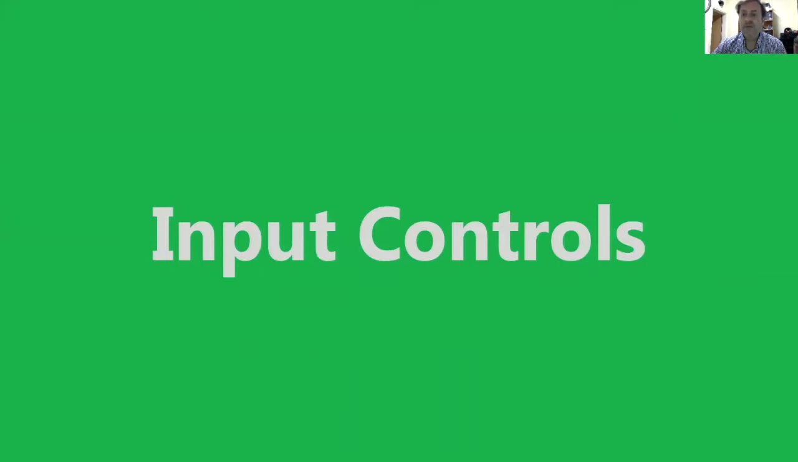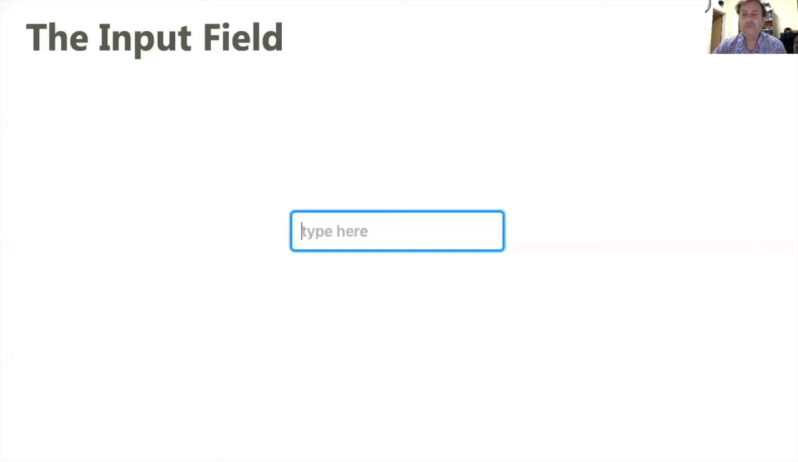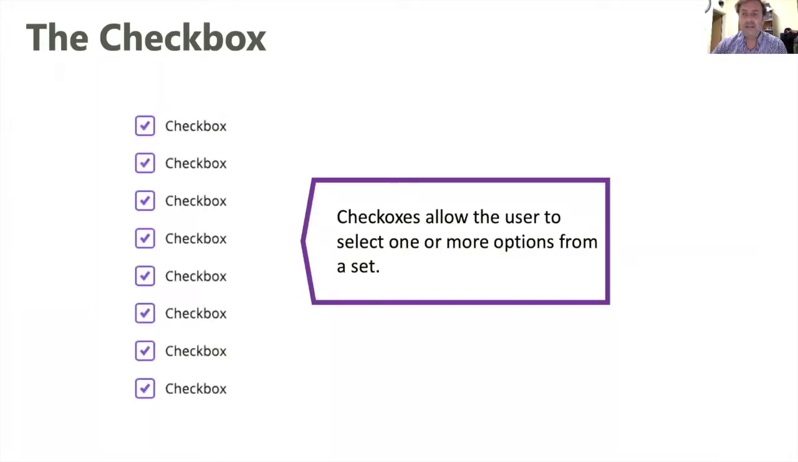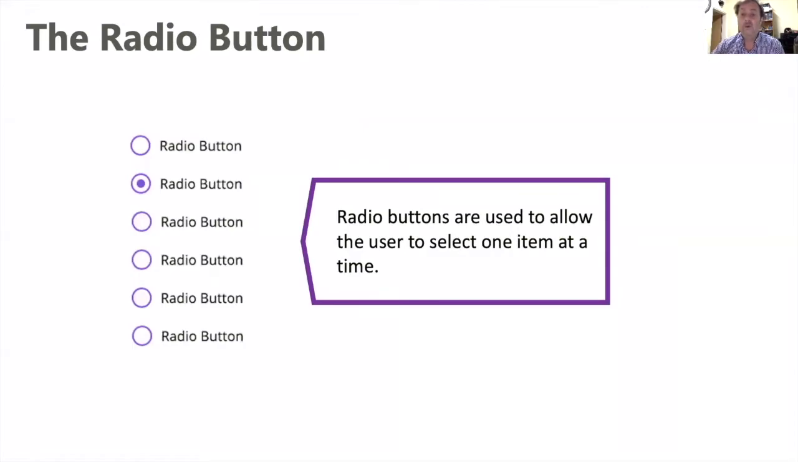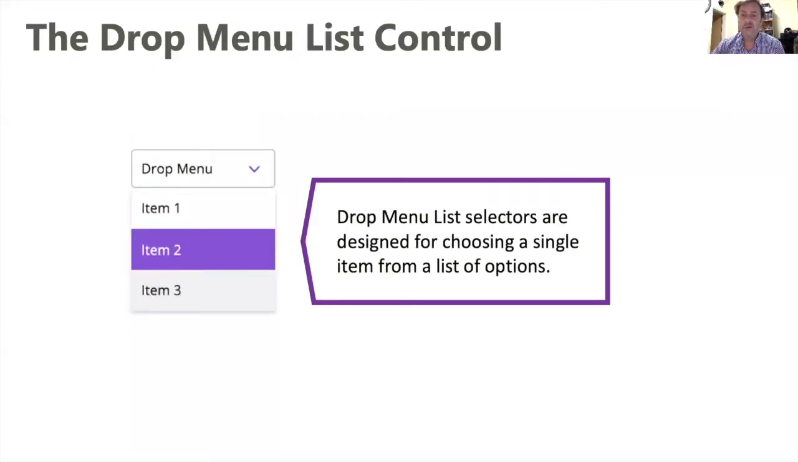Input controls. Input controls enable the user to input data into the application. Text input fields allow users to enter text. The checkbox allows the user to select multiple items. It is usually best to use checkboxes in a vertical list. Radio buttons are used when the user needs to select one item from the available options. The drop menu list control allows users to select one item at a time from a list.